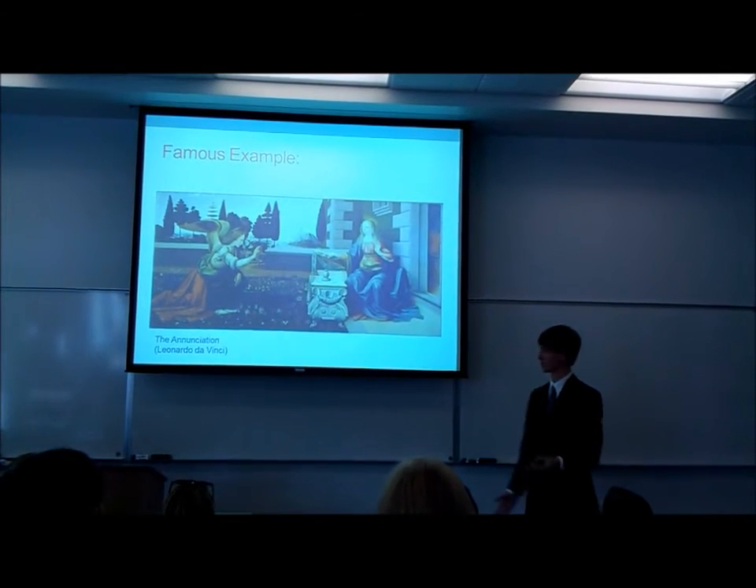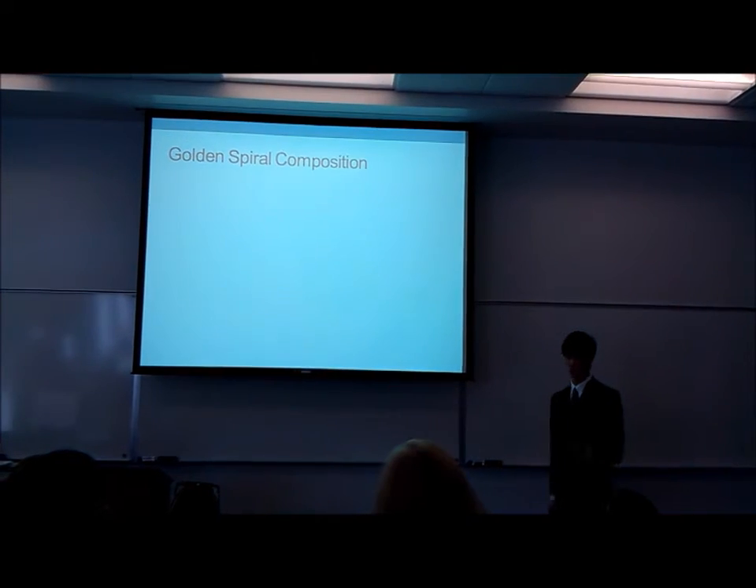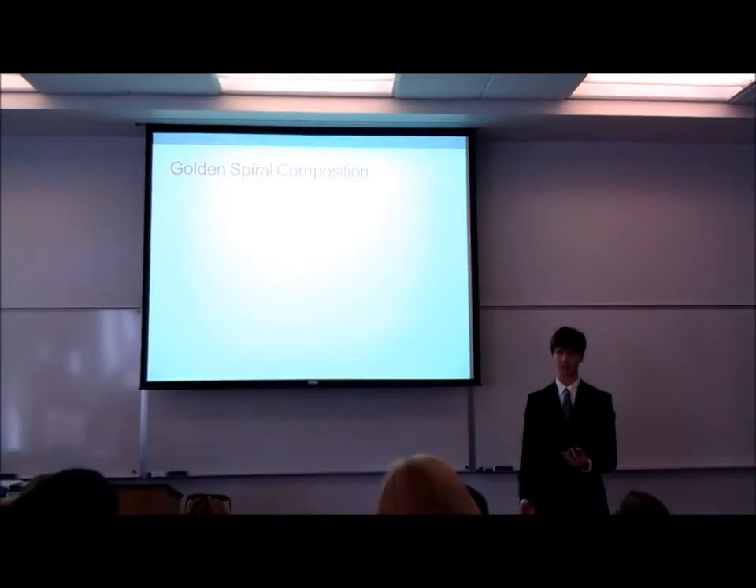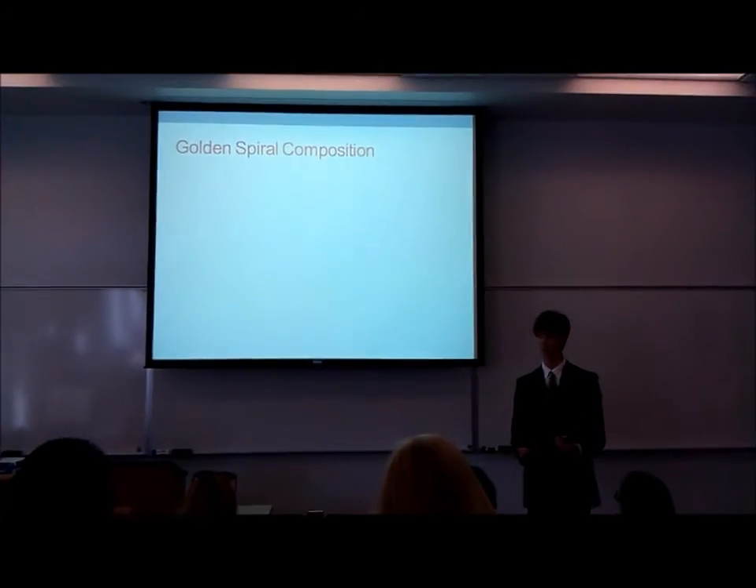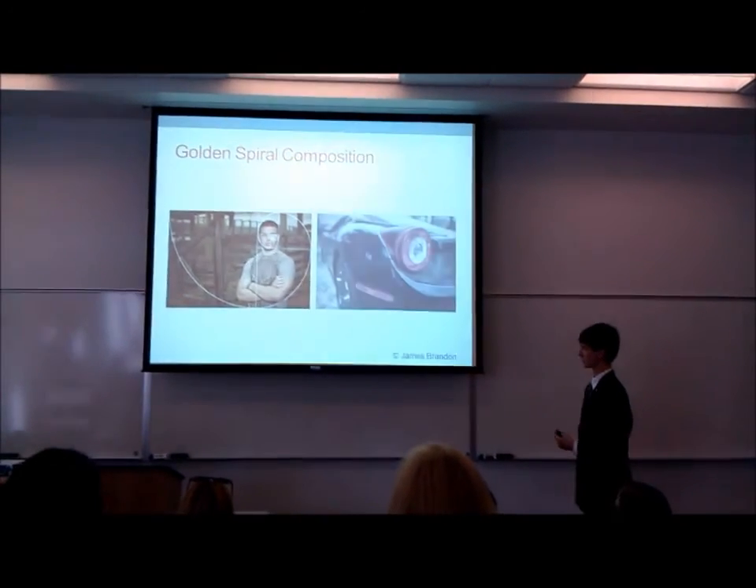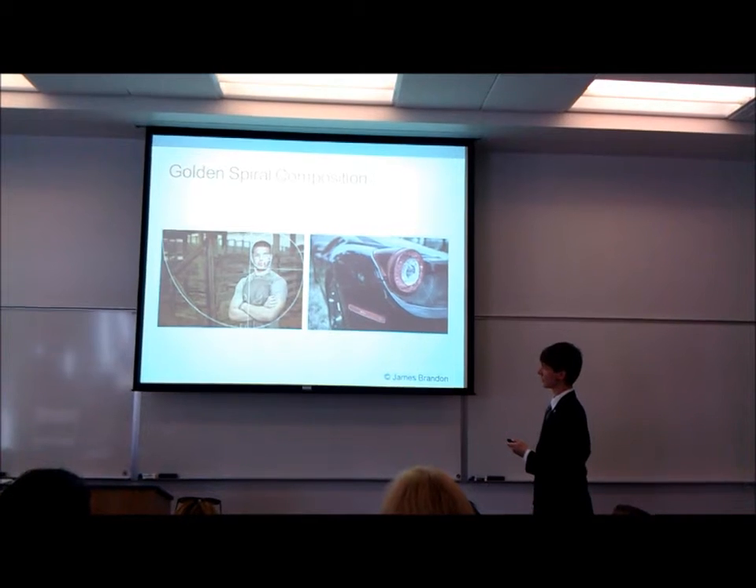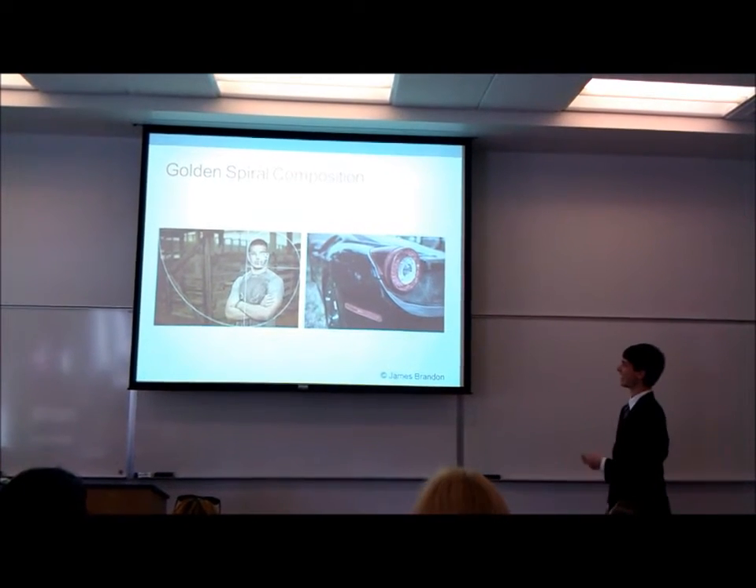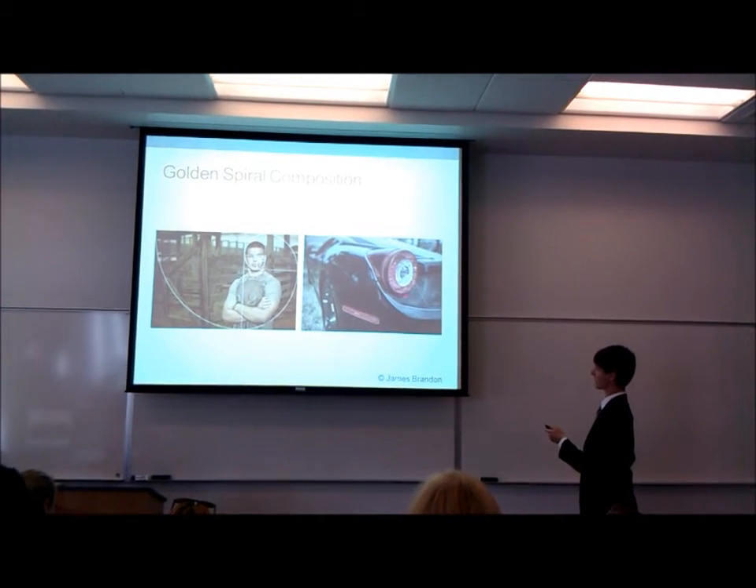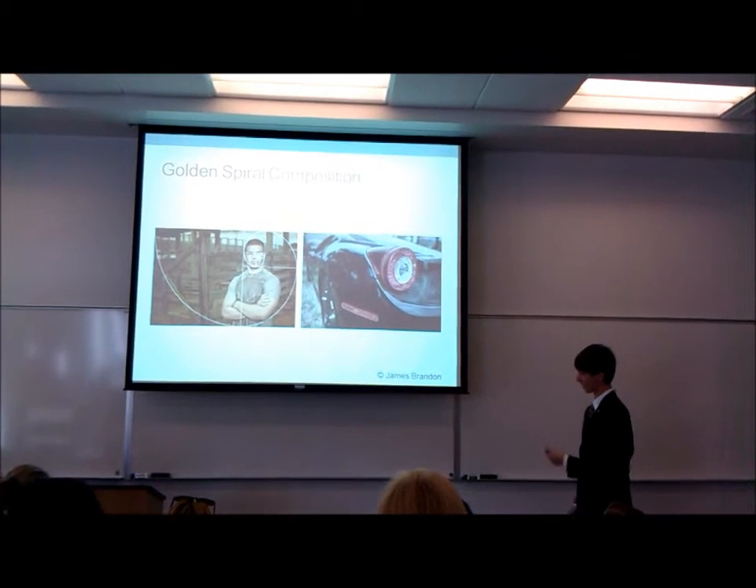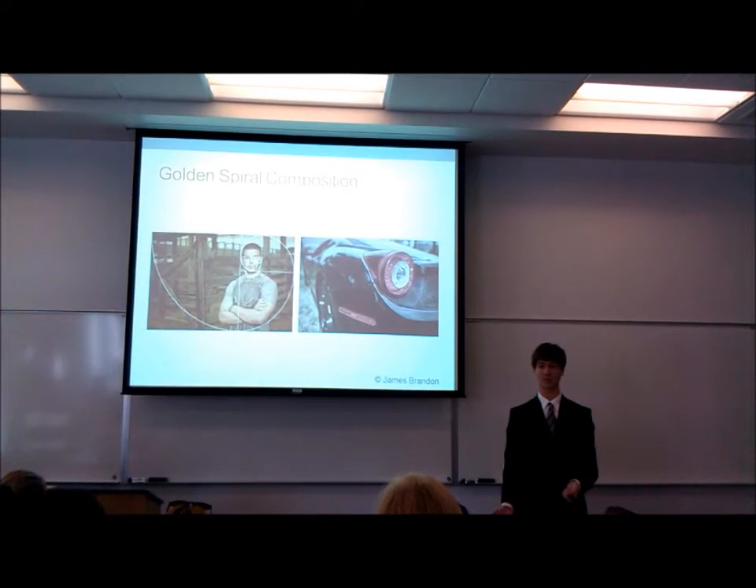You can also use the golden spiral to make interesting compositions, as we kind of saw with the Mona Lisa. But here's two more pictures that James Brandon took. One of some guy where he kind of aligns the line of it along his eye, and another where basically the center of the spiral is around the car line. I think these are pretty pictures, but you don't have to take my word for it.